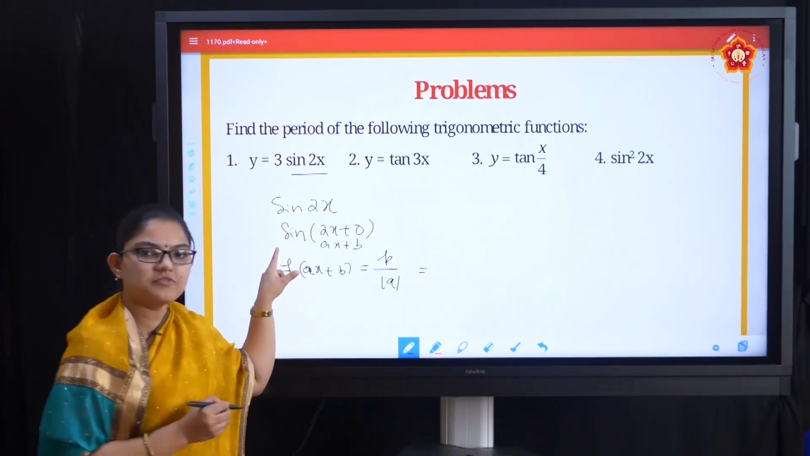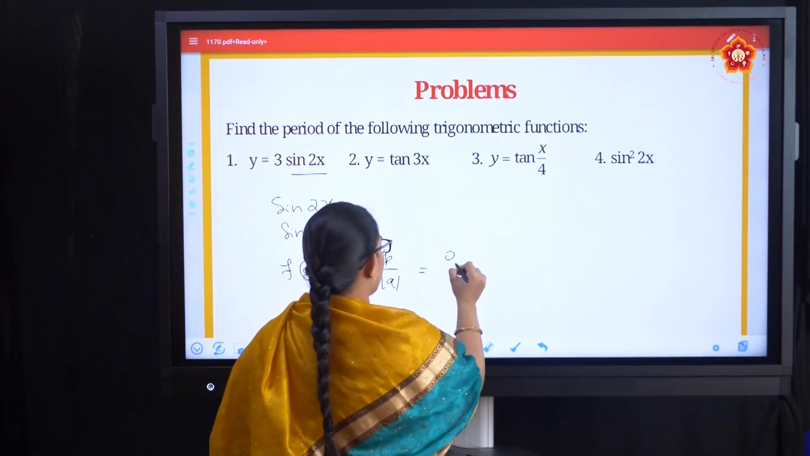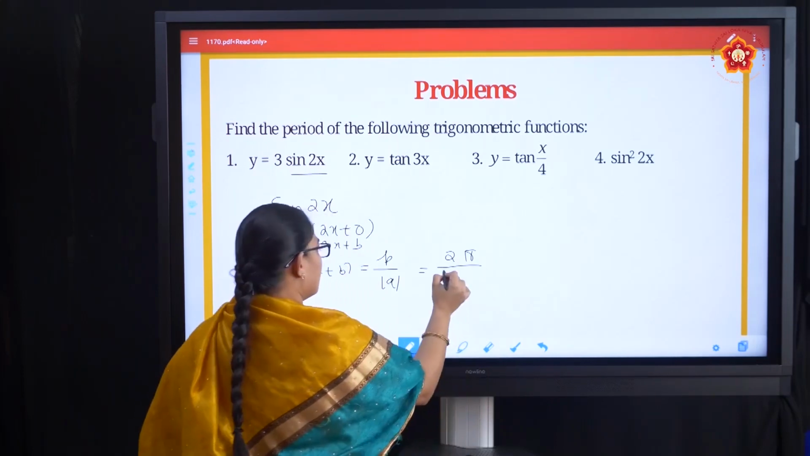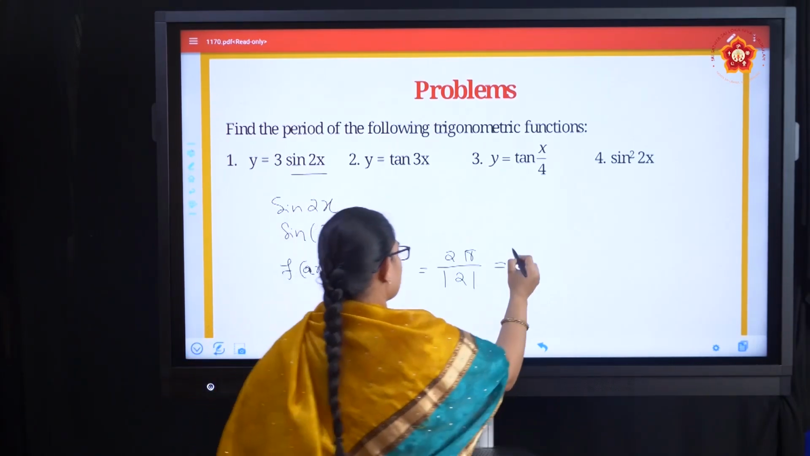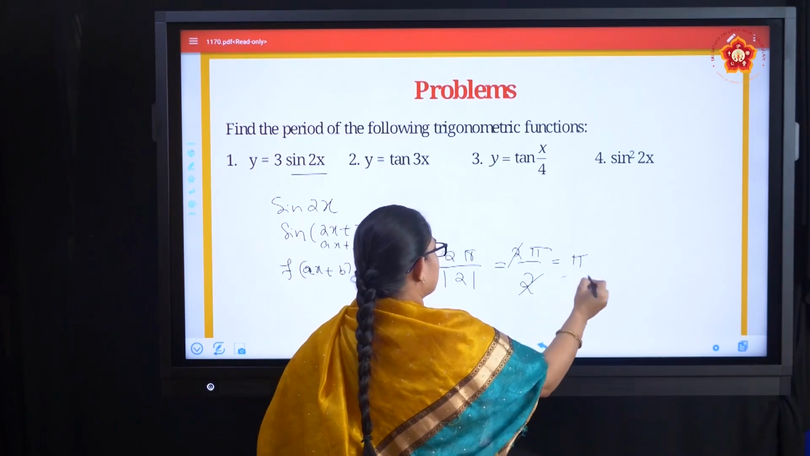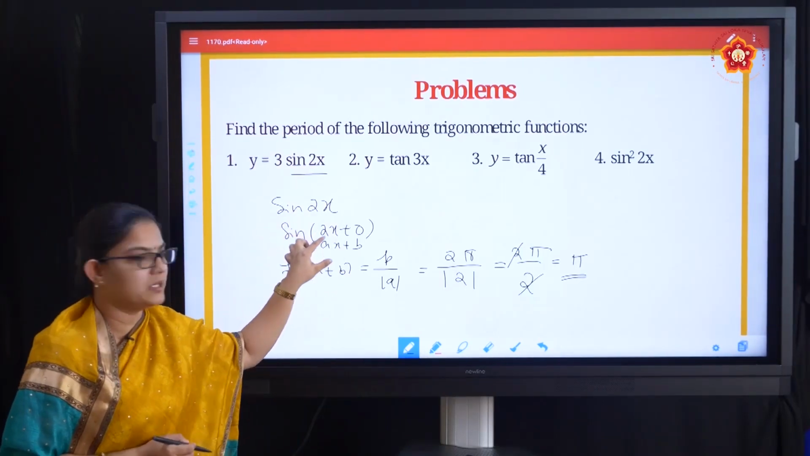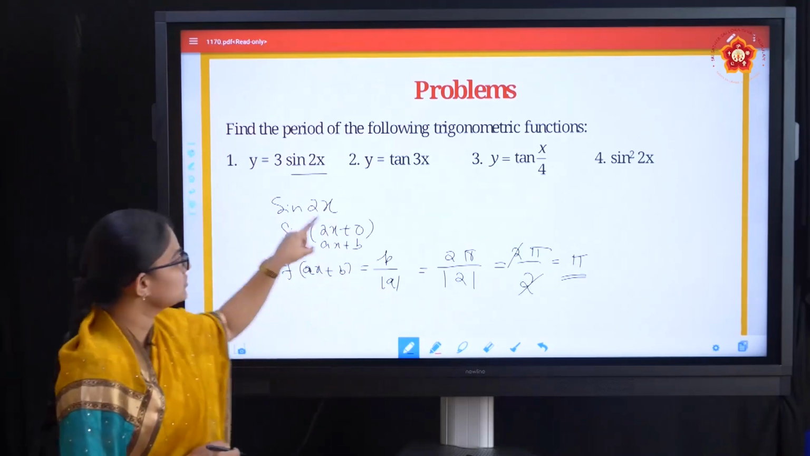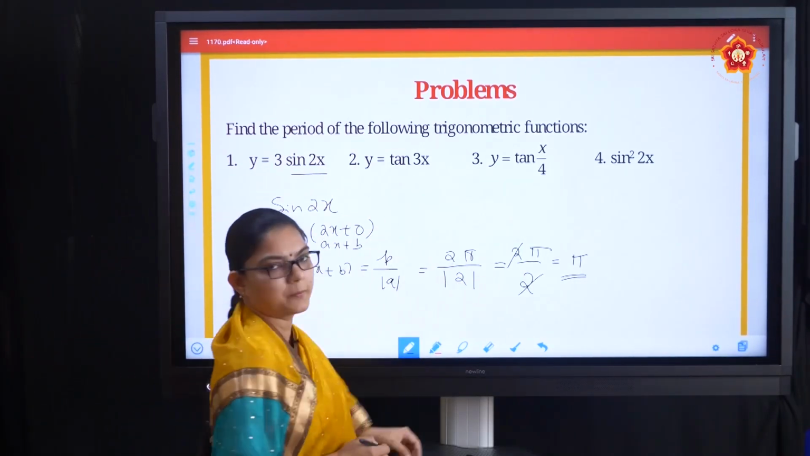And what is the period of sine function? Period of sine function is 2 pi. So we have 2 pi by mod a, that is mod 2. So that is 2 pi by 2, that is pi. So therefore period of this particular function sin 2x will be pi. So therefore we say period of 3 sin 2x is also pi.